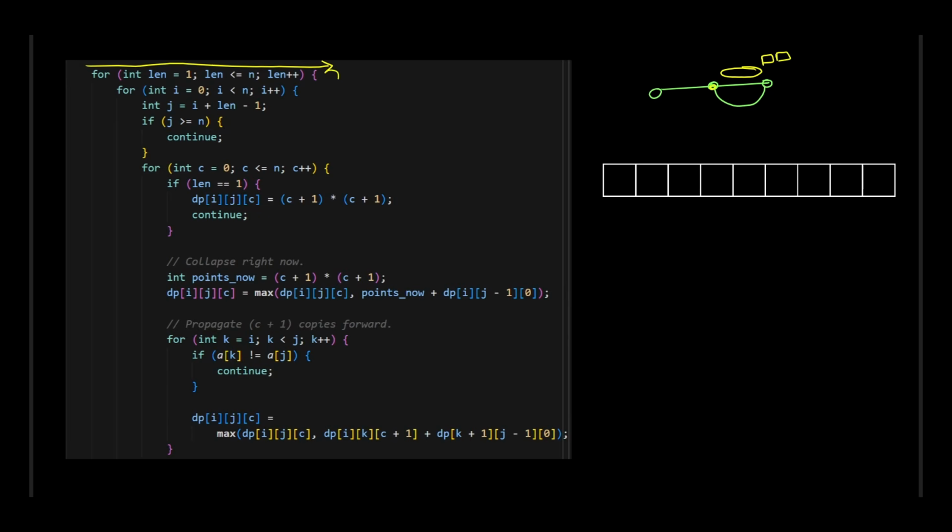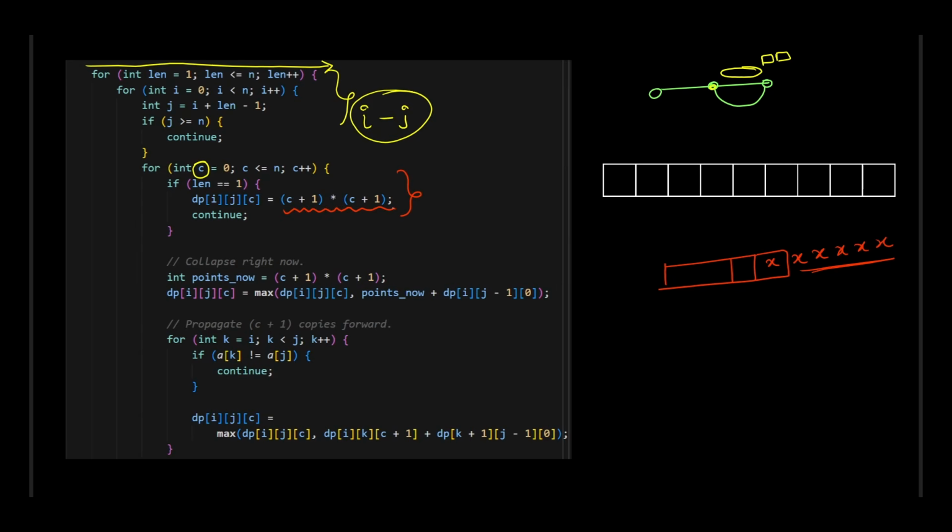So that's why you iterate over all the elements, and suppose now you are dealing with the range I to J. If you are receiving C copies from the outer world, then you can either decide to collapse everything right now. So if you are solving for this part, then you have received C copies of X on the right hand side, where X is equal to the last element. And so you have received C copies of this. Then you can merge all the copies and collapse them together right now and be done with it.